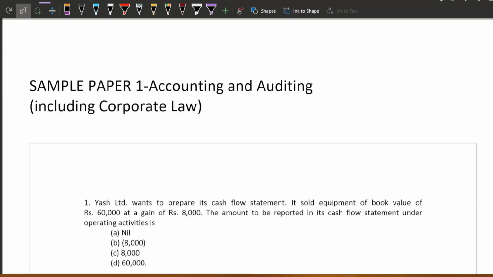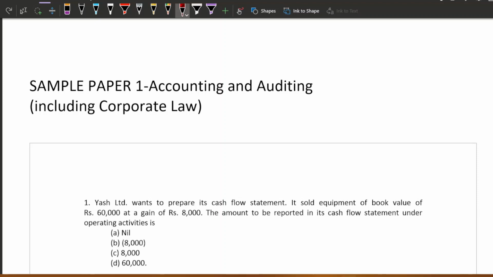Okay, so we're going to talk about sample paper 1, accounting and auditing, including corporate law. I'll give you a quick rundown on how this procedure is going to be followed. I'll first read the question and then give you some time to answer it. You can even pause the video if you need more time. And then we'll check the answer and find the relevant explanation for it in case we got the answer wrong.